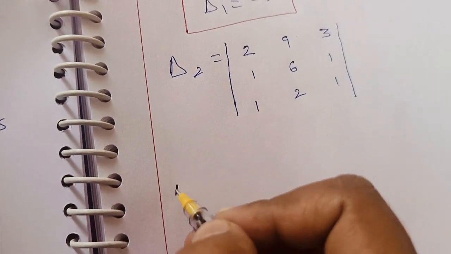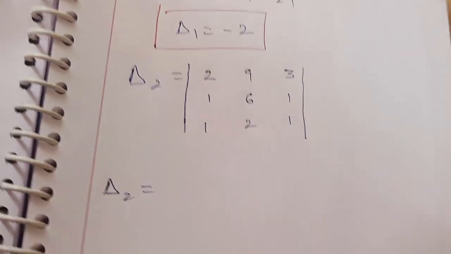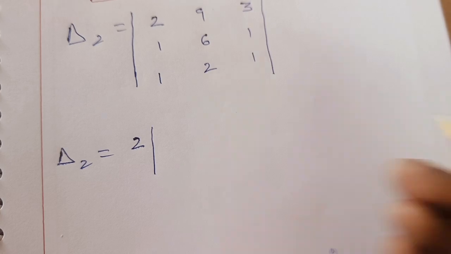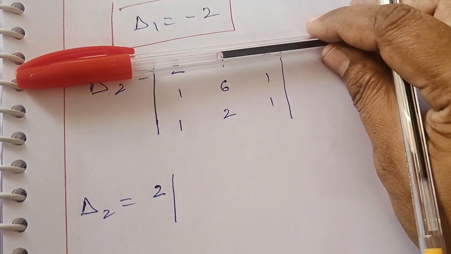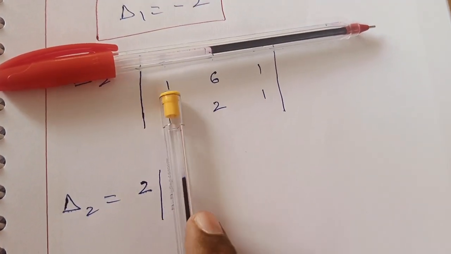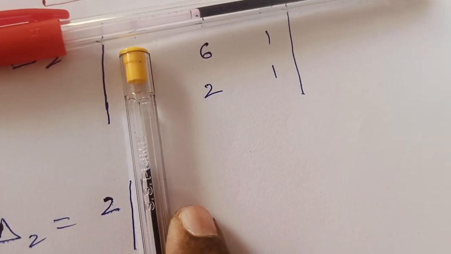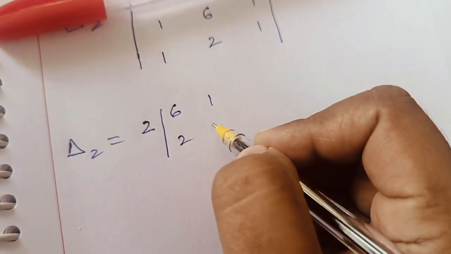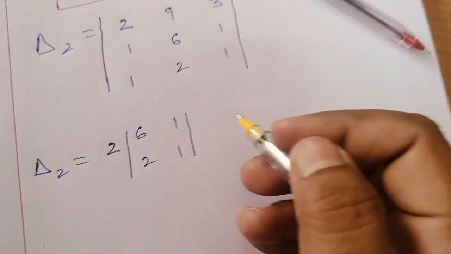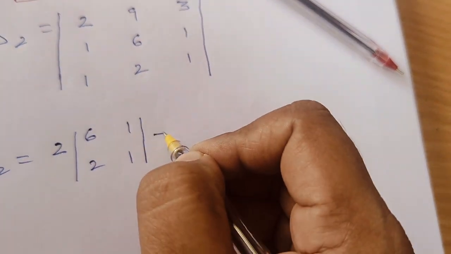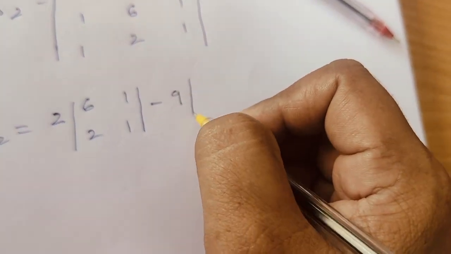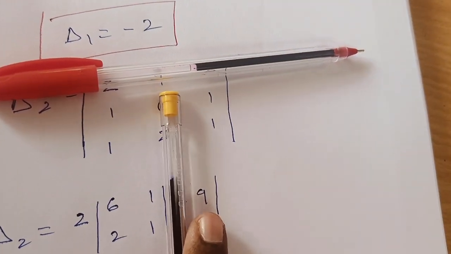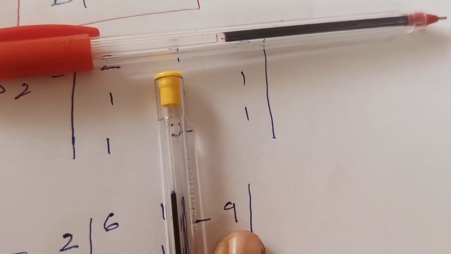Now delta 2 is equal to 2, which is lying in the first row, first column. Hide this row and column. We get 6, 1, 2, 1. Second term: before writing second term, put negative sign, then 9. 9 is in the first row, second column. We are hiding them. It becomes 1, 1, 1, 1.